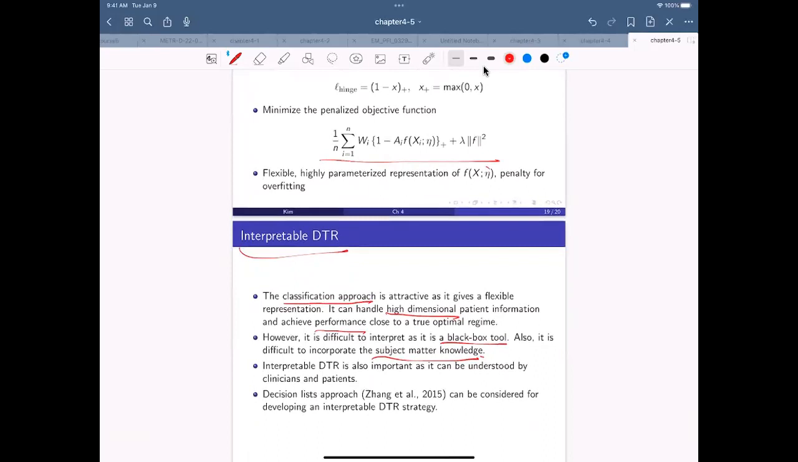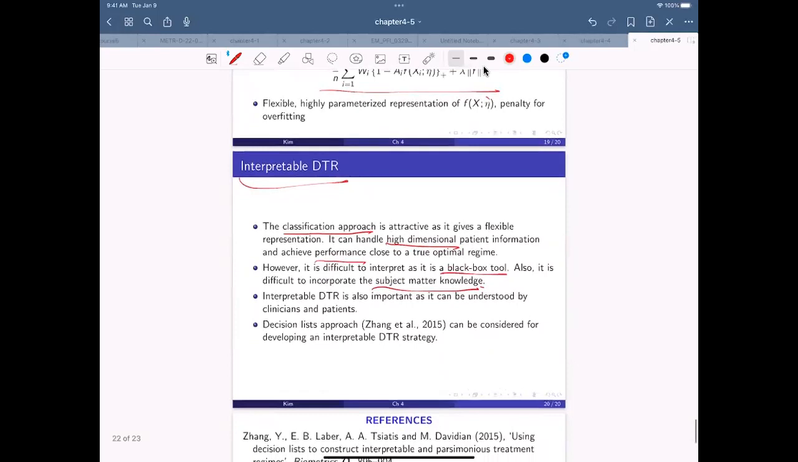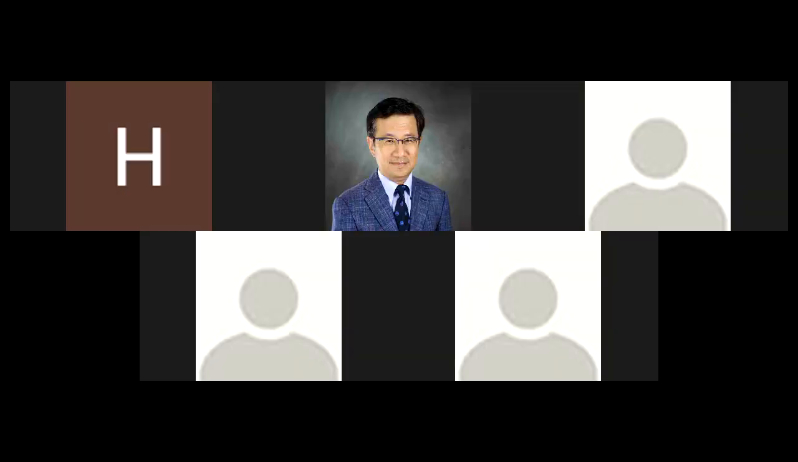interpretation. So that is all for the lecture today. This is basically for the single DTR, and from this Thursday we'll move on to the multiple DTR, where we have multiple treatments.